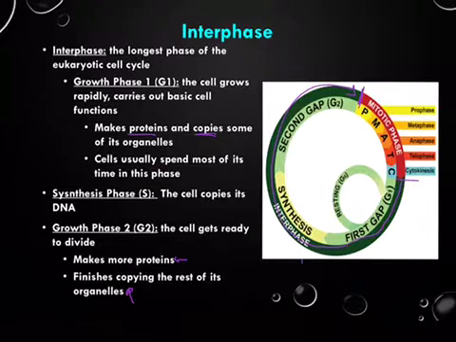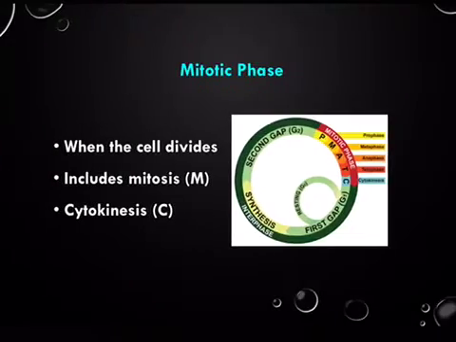Once all of that is complete, then we go into the mitotic phase. And this is when the cell divides, starting with the nucleus, the DNA replicating, and it goes through prophase, metaphase, anaphase, telophase, and then it ends with cytokinesis, and the cell divides into two.